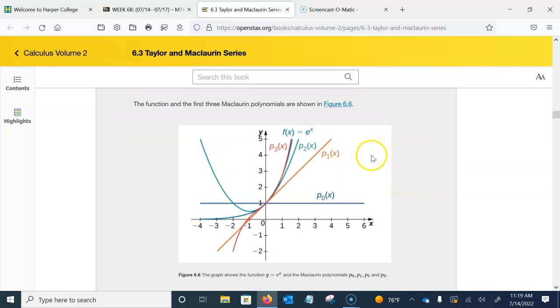Oh, by the way, here they're plotting each of these polynomials for e to the x. Here's p sub 0, it's a constant estimation of e to the x. Here's p1, it's a linear estimation of e to the x. Here's p2, which is a quadratic estimation of e to the x. And p3 is a cubic estimation of e to the x, all evaluated at or near 0.